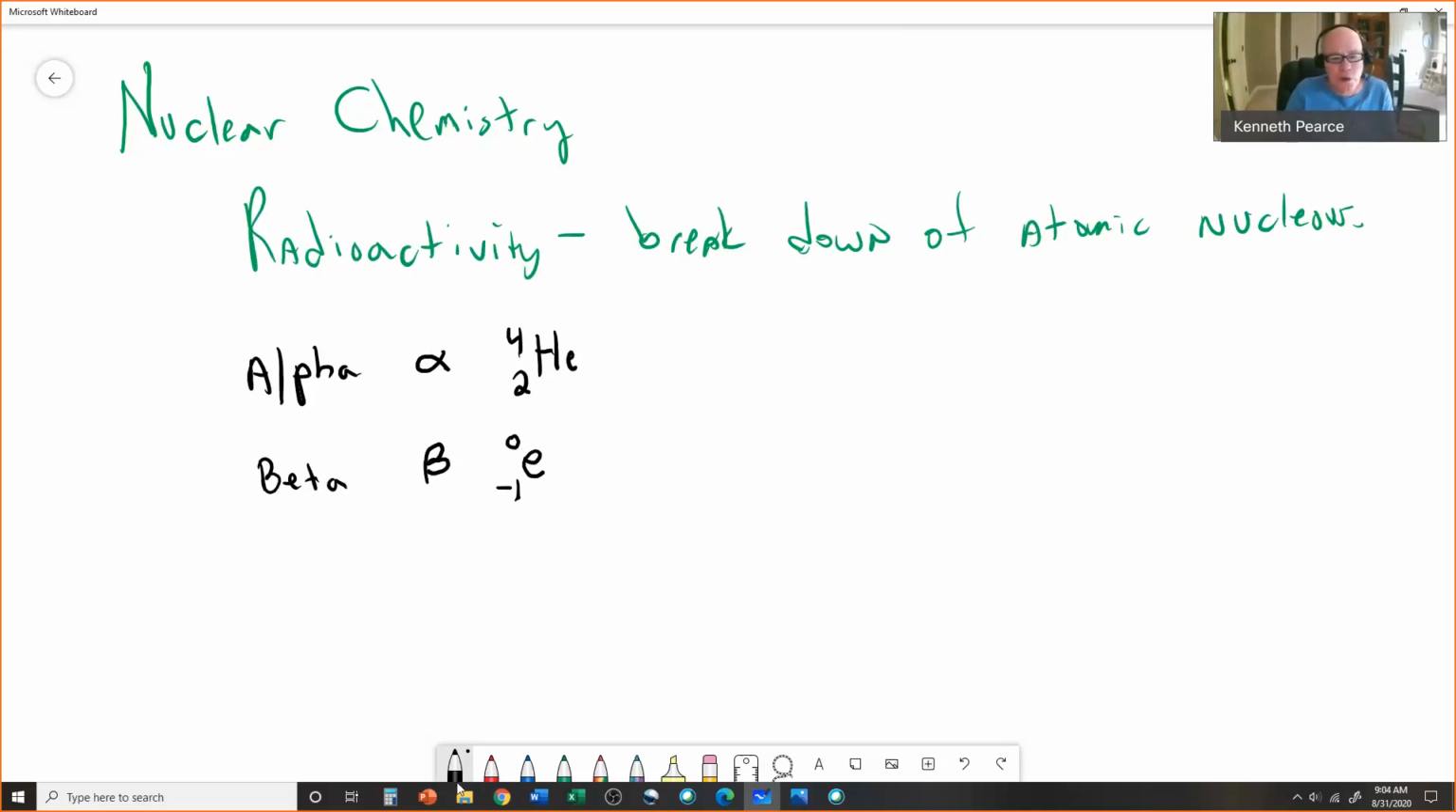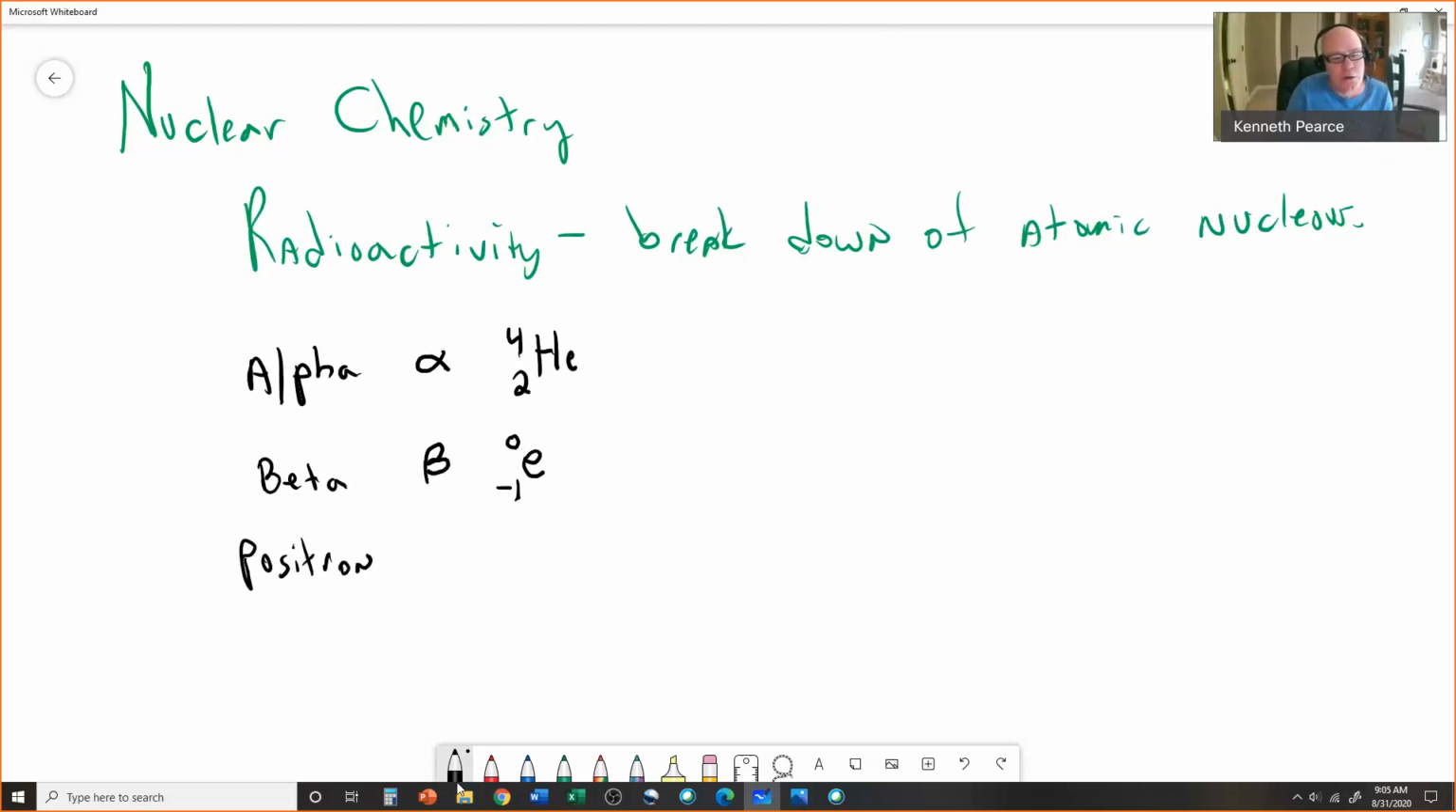Now, this electron that comes from the radioactive decay is not one of the electrons on the outside. It actually comes from the decay of a neutron into a proton. That's what happens.